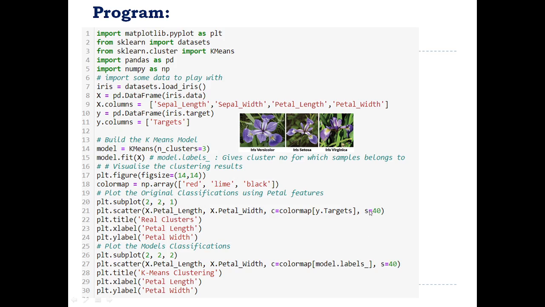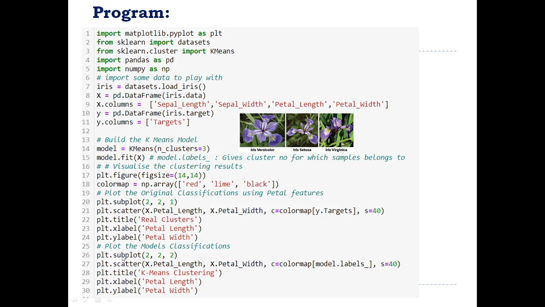To represent the data points, the data point size is 40. Next we will give the title for that graph, that is real clusters, and the x-axis label is petal length and the y-axis label is petal width. Next we will plot the model's classification.